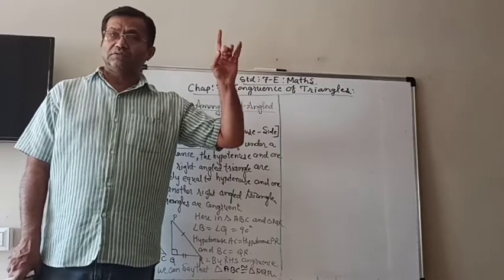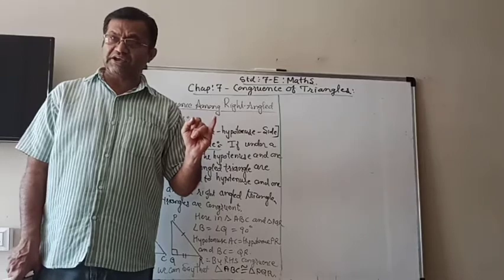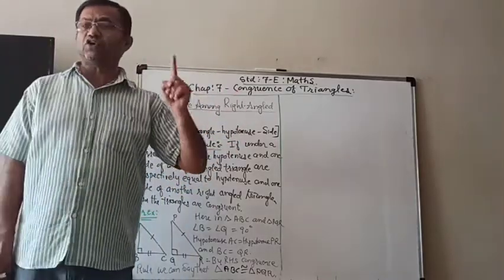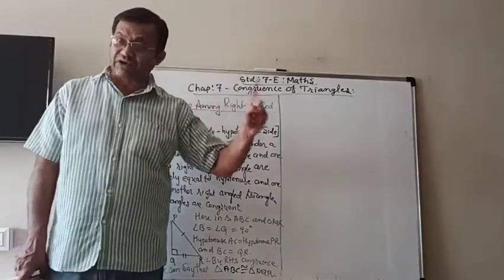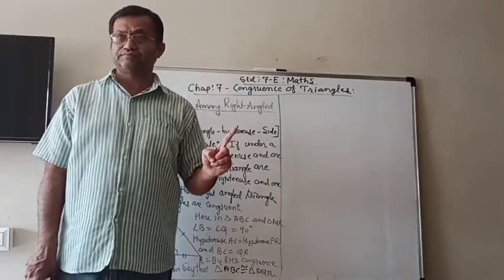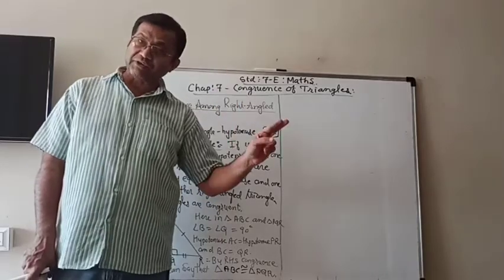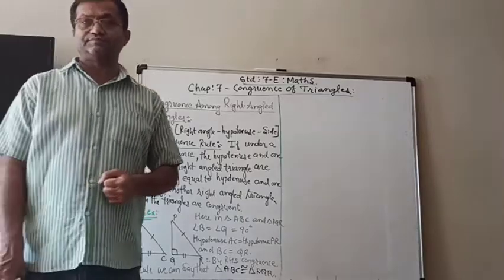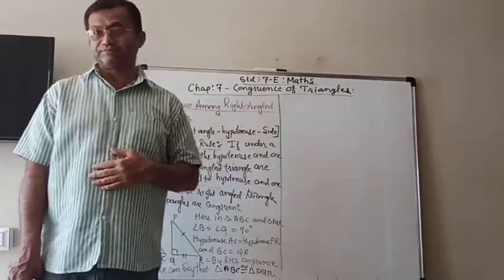So, the words are very, very important. What is that? If under a given correspondence, the hypotenuse and one side of a right angled triangle are respectively equal to hypotenuse and one side of another triangle, then the triangles are congruent.